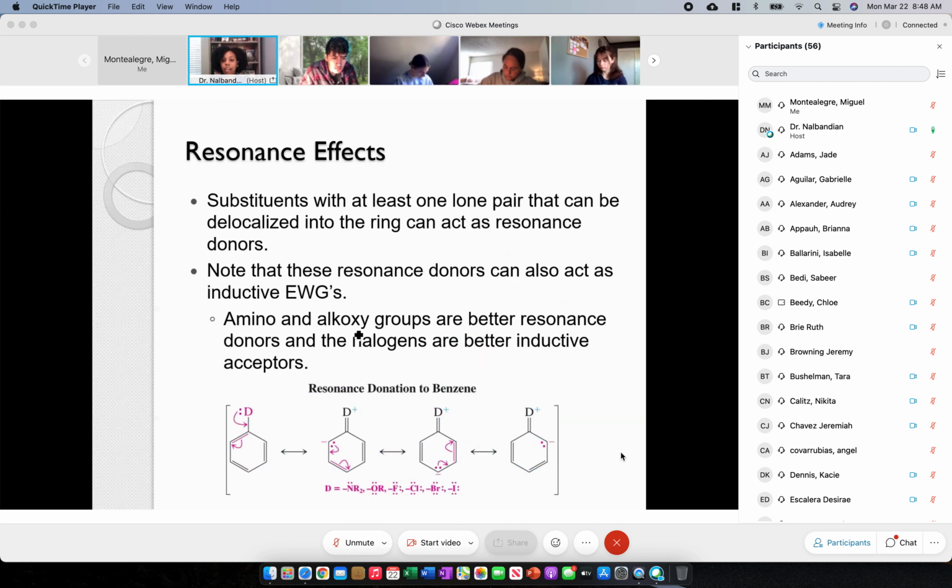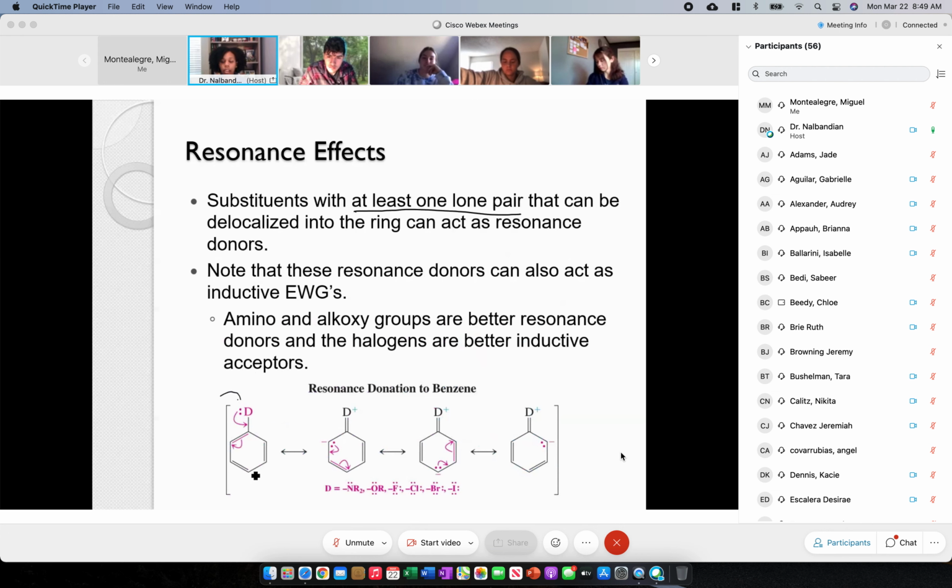But then resonance effects are more important than inductive effects. We said this before. Resonance is really more important than inductive effects because resonance allows us to get full charges. Inductive effects, we just get partial charges, but resonance allows us to get full positive, full negative. So something that has at least one lone pair on it, the atom directly bonded to the benzene ring, has to have at least one lone pair.